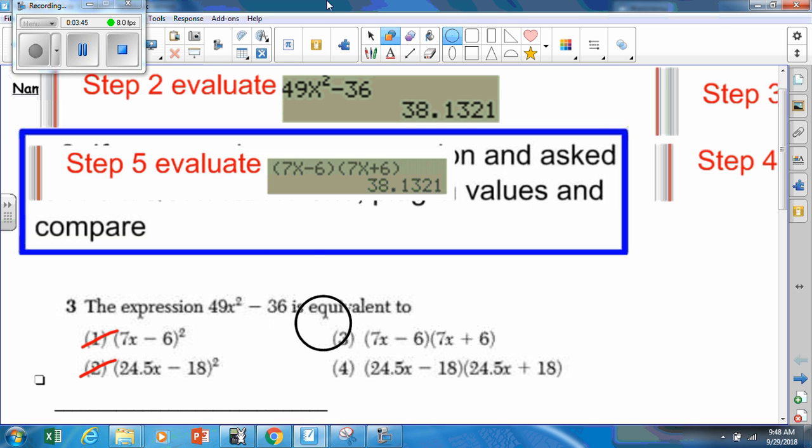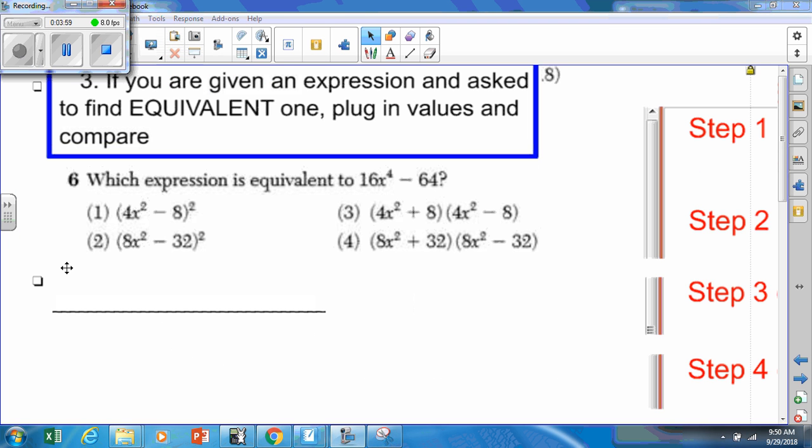All right, welcome back. Let's take a look at our next example. We're looking at a question that says, which expression is equivalent to 16x raised to the 4th minus 64? Again, learning target: if you're given an expression and asked to find the equivalent, plug a value in and compare. So we're going to do just that. Here's what we're going to plug in. We're going to plug in the value, again, of 1.23 to x.